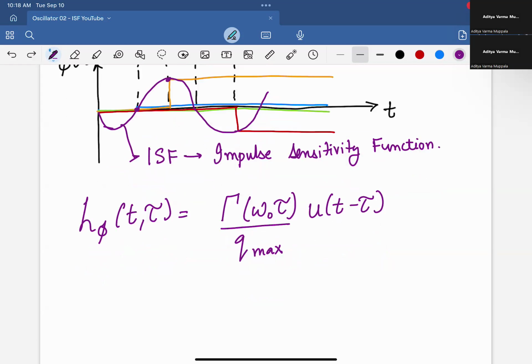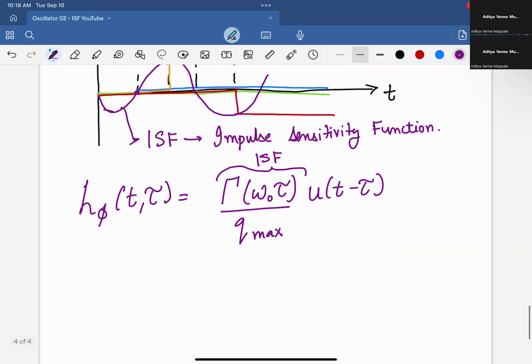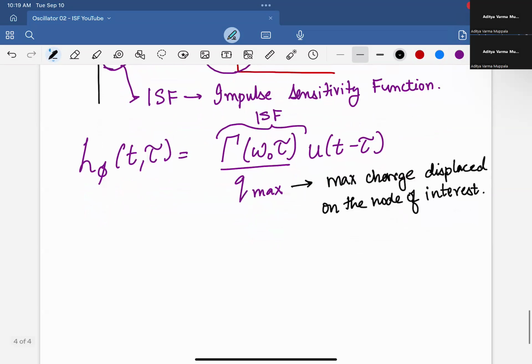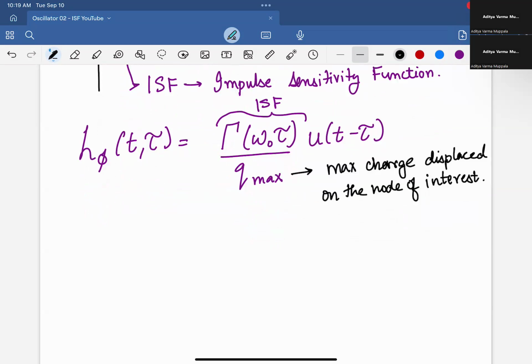Okay. And this gamma is the impulse sensitivity function. We'll modify this a little bit later, but essentially that's what it is. And what is q max? So q max is the maximum charge displaced on the node of interest. This is just a way of normalizing this, so gamma becomes a dimensionless quantity. Okay, so that's what the impulse sensitivity function is.